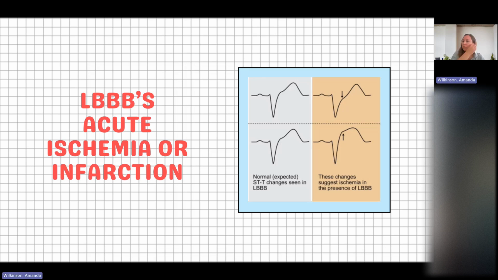One of the biggest challenges with left bundle branch block is that, again, it can mask or mimic ischemia, especially ST elevation. On this slide, you'll see two side-by-side ECG patterns. The one on the left shows the normal or expected ST to T changes we often see in left bundle branch block: discordant T waves and some baseline J point elevation. The one on the right shows changes that are not expected, and these are concerning for ischemia or infarction.